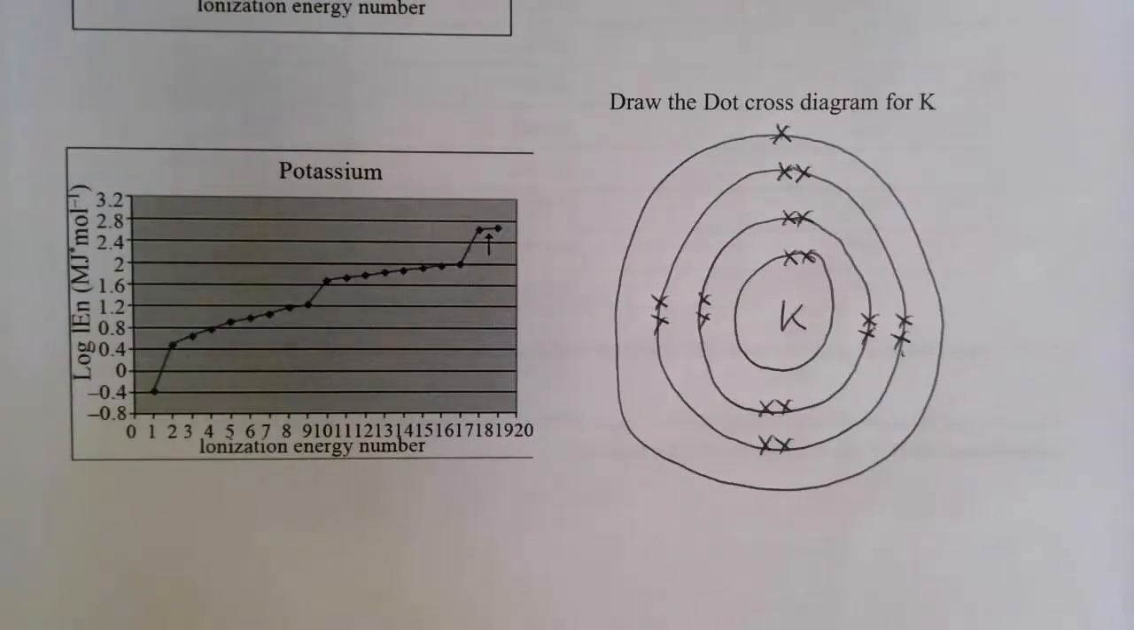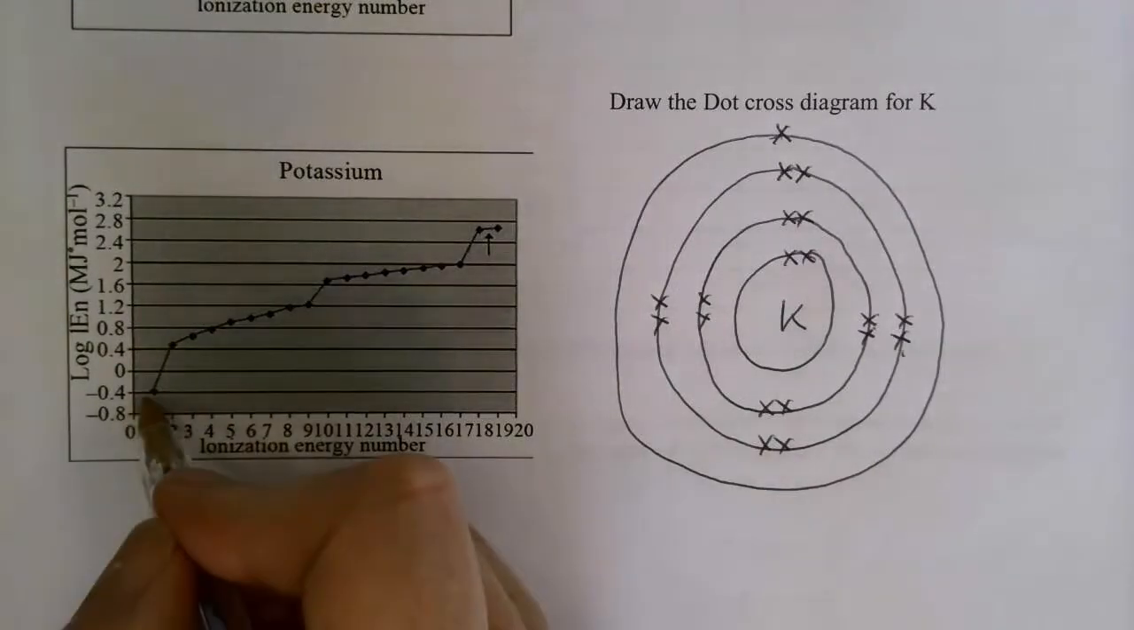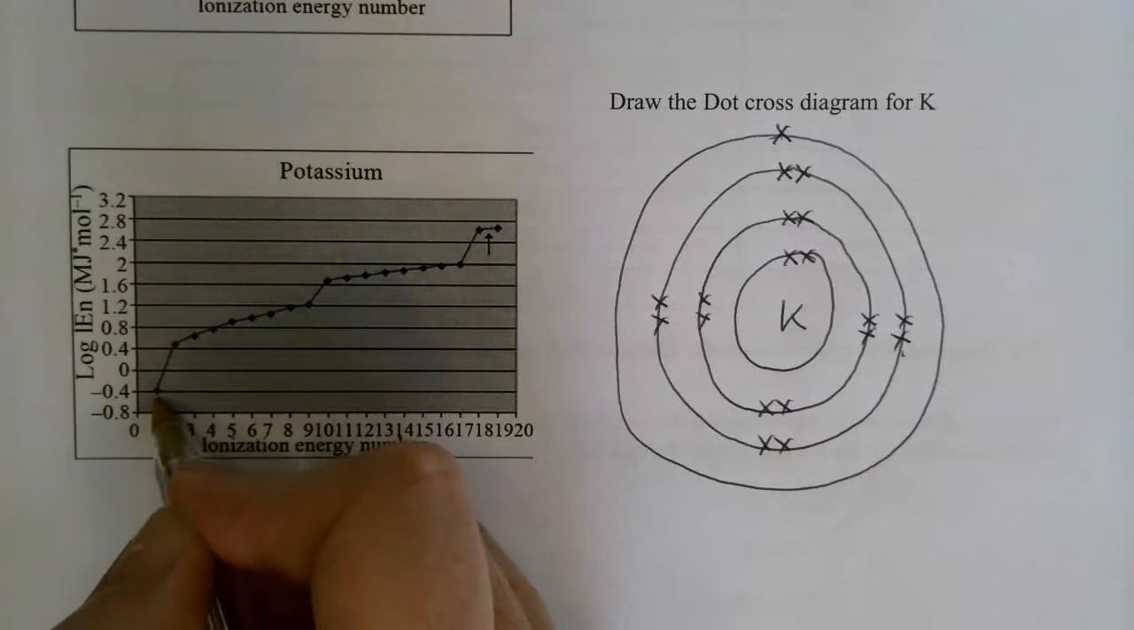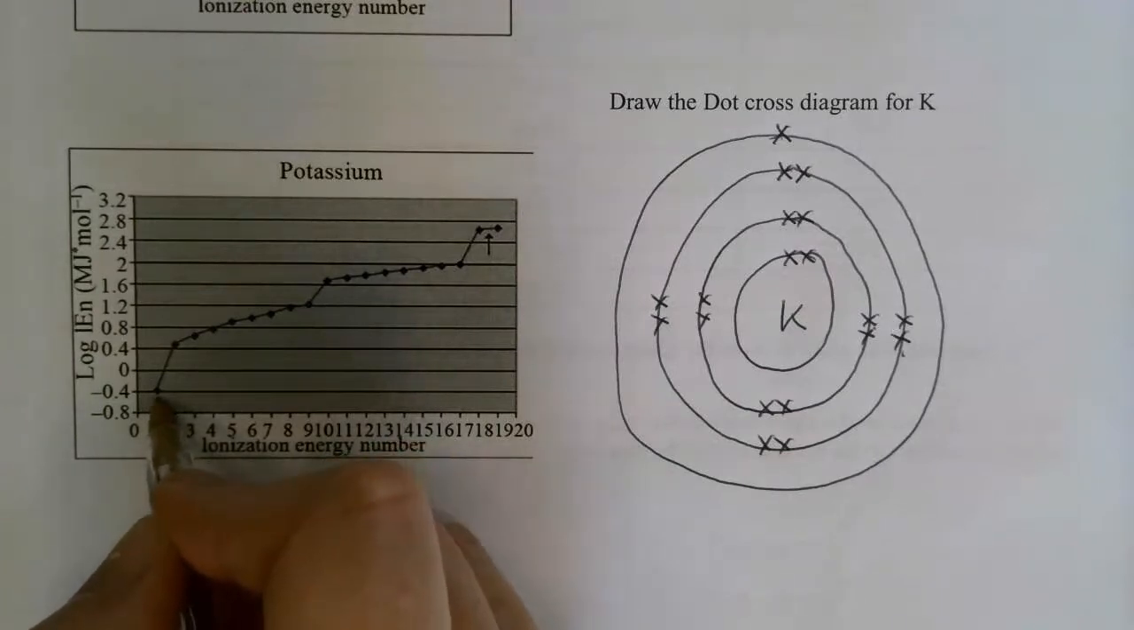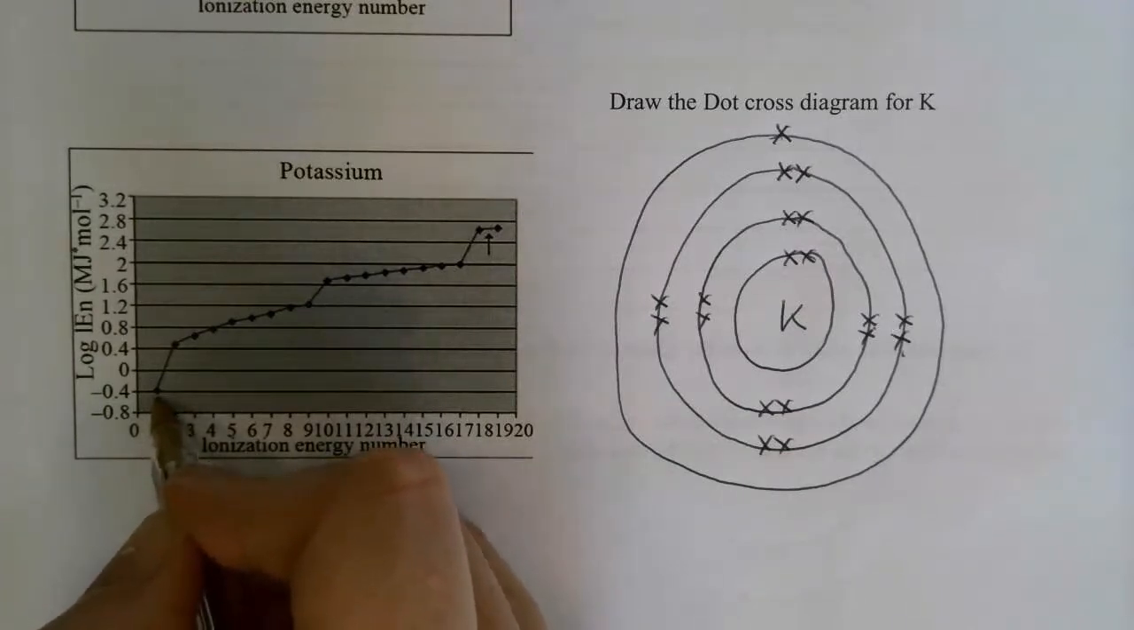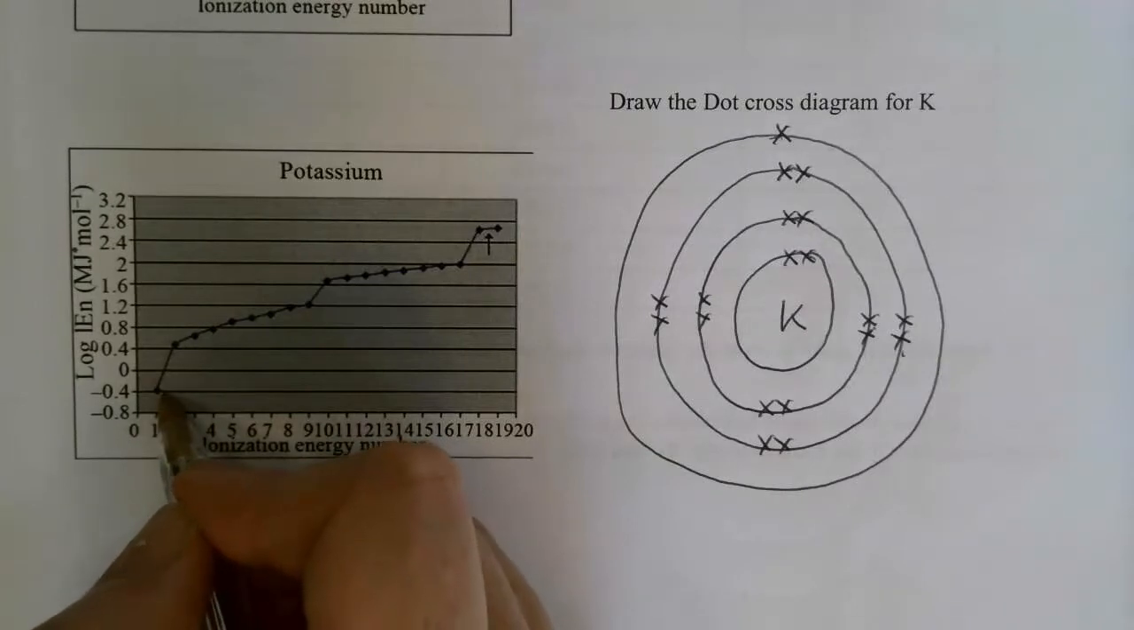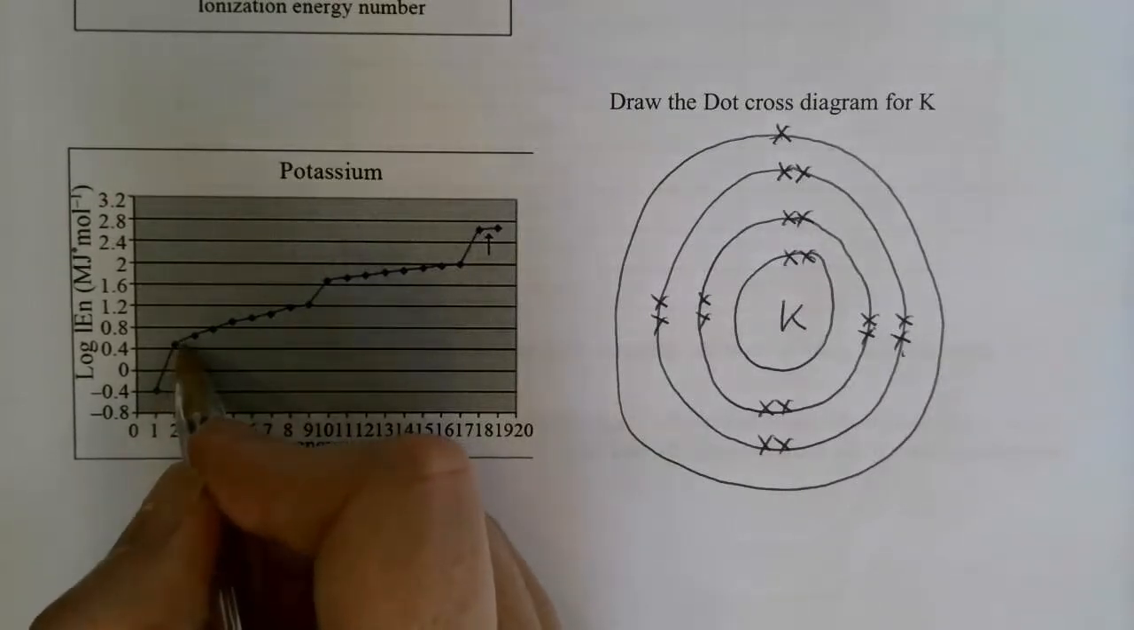Last but not least, potassium. Now potassium has 4 shells of electrons, so we have the first electron here being removed from an outer shell furthest away from the nucleus. Once that electron is gone, you've now got to break into the next principal quantum shell, which is closer to the nucleus.